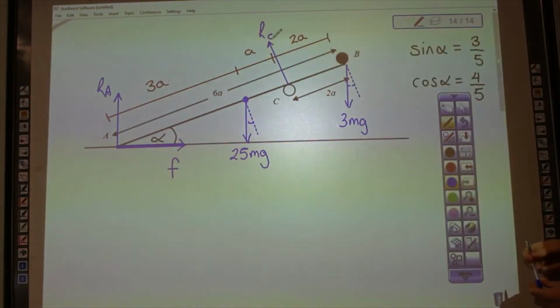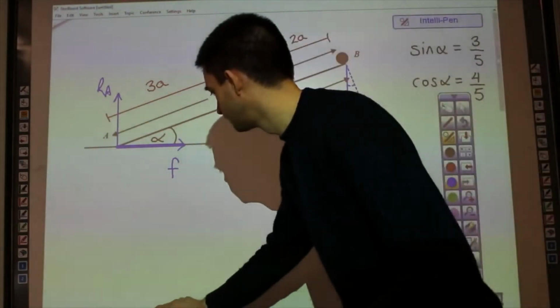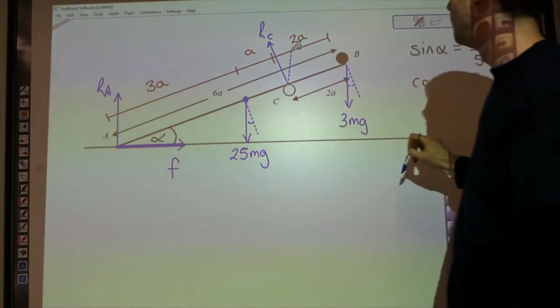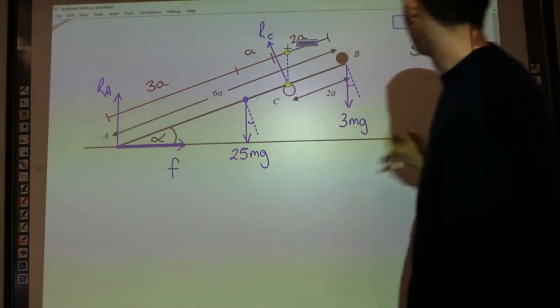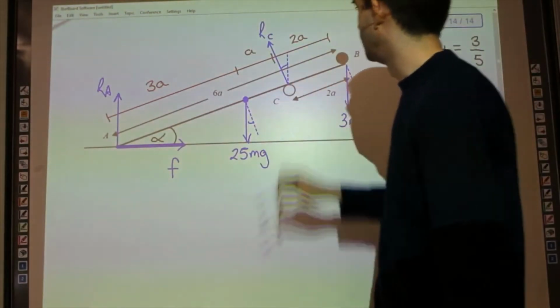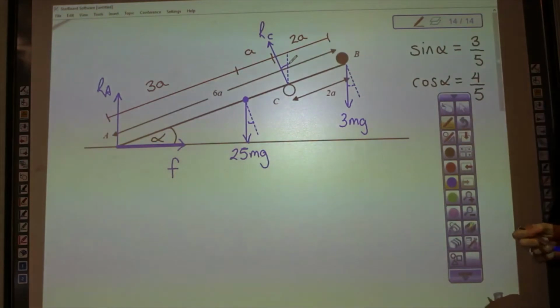And we'll draw on there a vertical line. Again, having no luck drawing vertical lines at the moment. There we go. And that angle in there is going to be alpha as well. Okay.